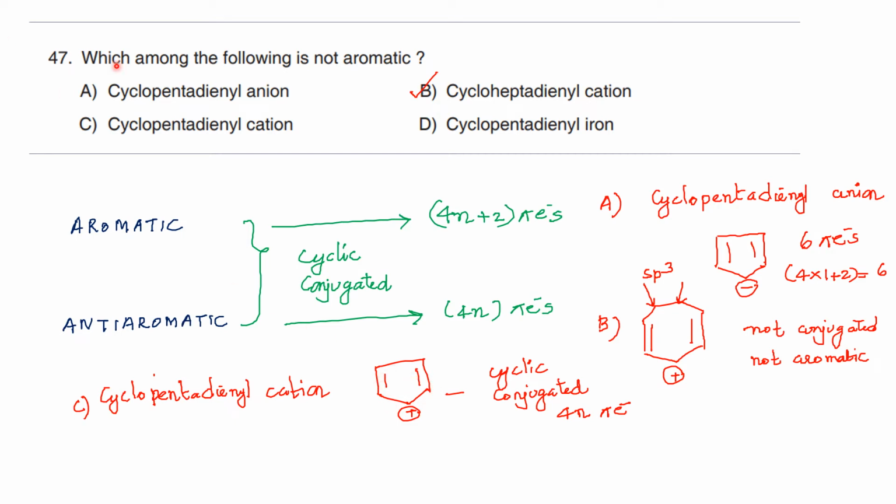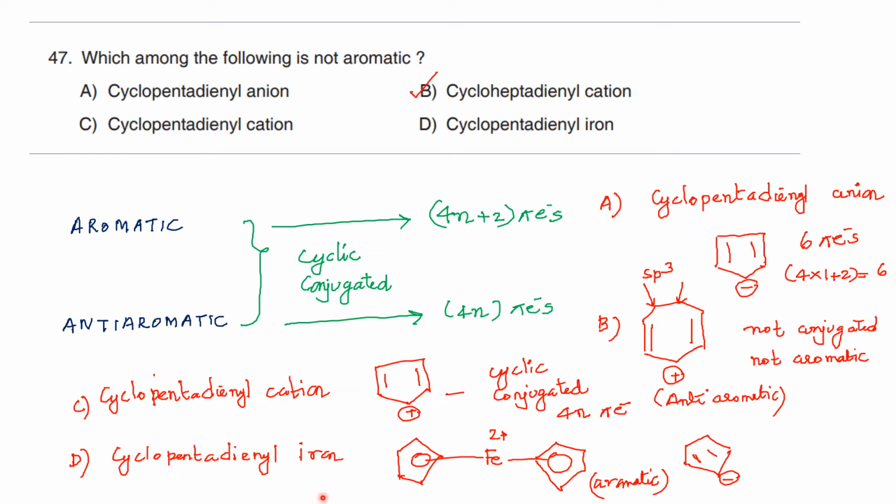Okay. The last option is cyclopentadienyl iron. The compound that they have referred to is actually ferrocene, which is an iron complex with the cyclopentadienyl anion, which is aromatic. Therefore, on the whole, ferrocene is aromatic. Therefore, we can rule out option D as well. Therefore, the correct option for the compound which is not aromatic is the second one, which is cycloheptadienyl cation.